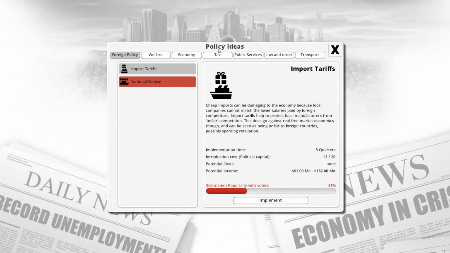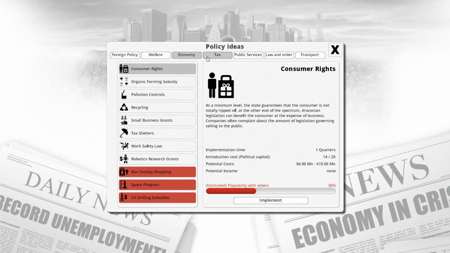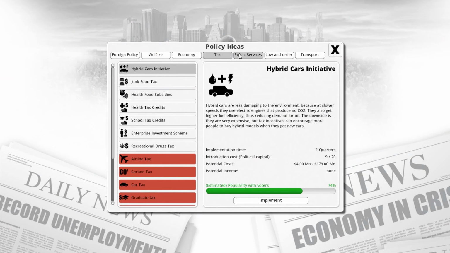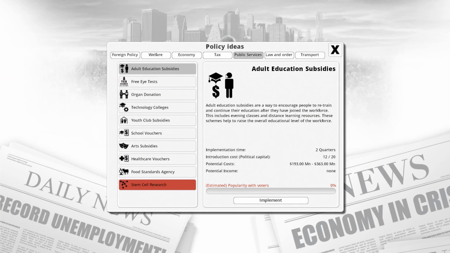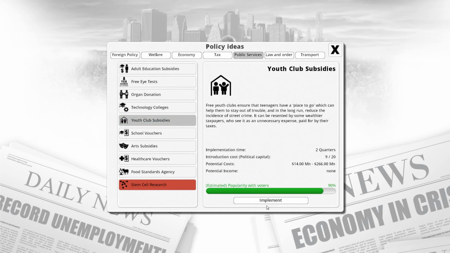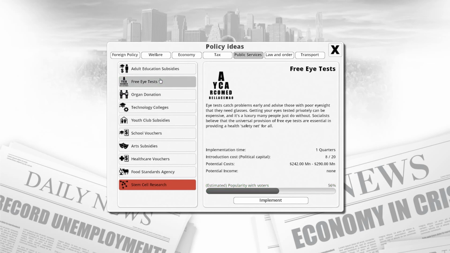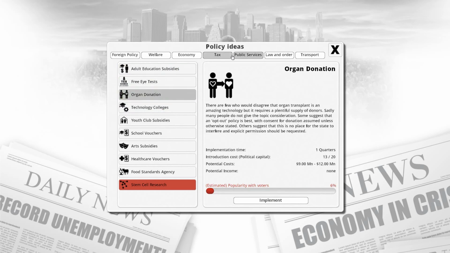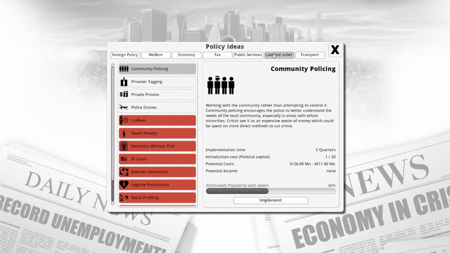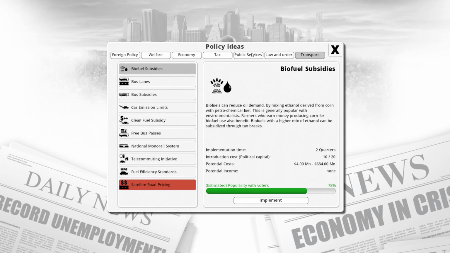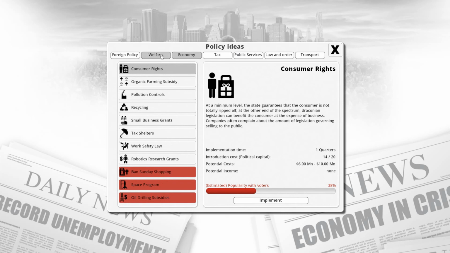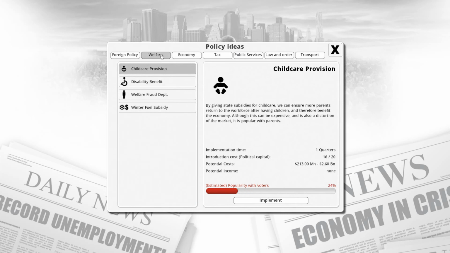I maybe even have enough left over to introduce, yeah, youth club subsidies. Will that help parents? Or I think there's ones that are more to do with parenting than the youth, because I think that just helps youth. You'd think they... here we go.